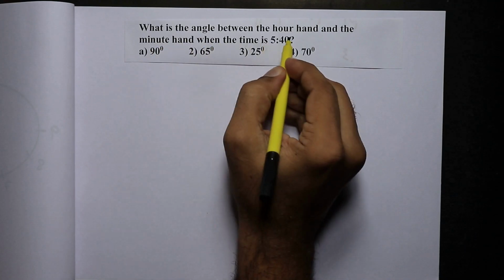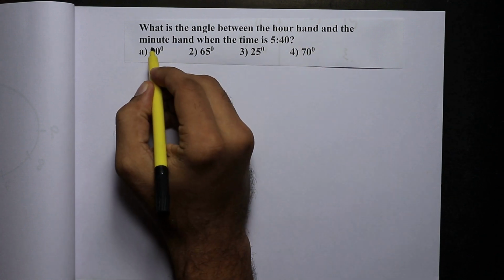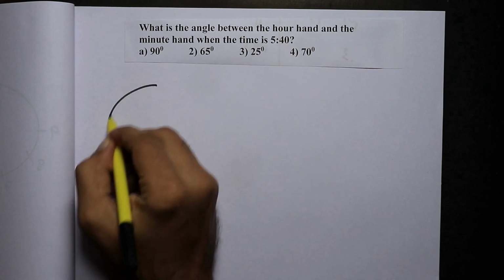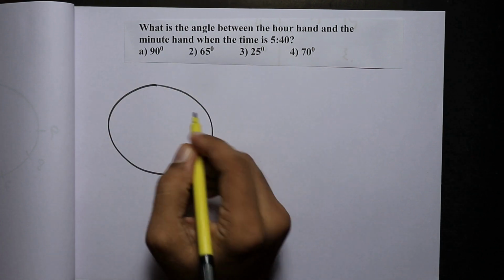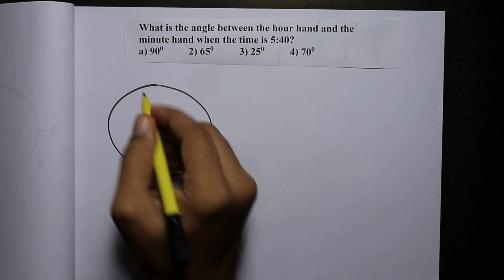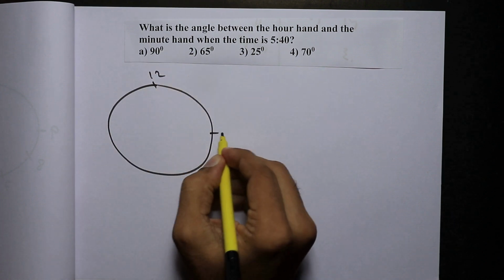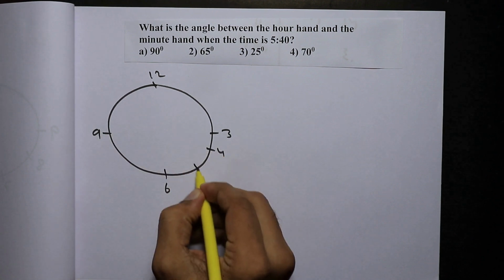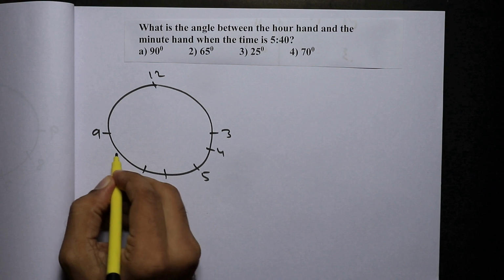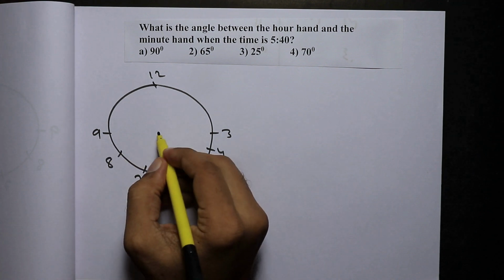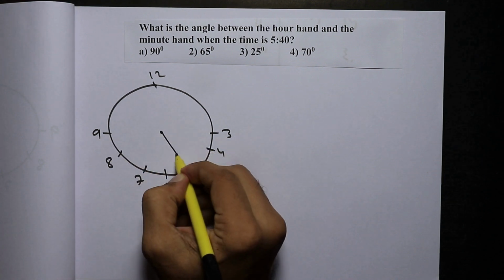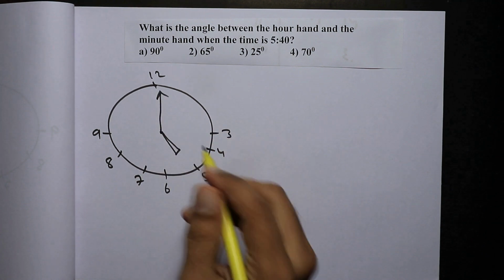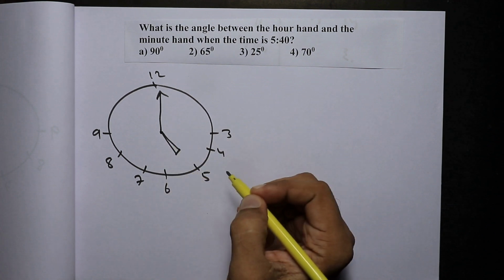What is the angle between the hour hand and the minute hand when the time is 5:40? Now I'll draw the clock like this. First we will look at the situation when the time is 5 o'clock. You have 12 here, 3, 6 and 9 here. You have 4 here and 5 here, 7 and 8 here. Now exactly at 5 o'clock, the hour hand will be here and the minute hand will be here. So this is the situation exactly at 5 o'clock.